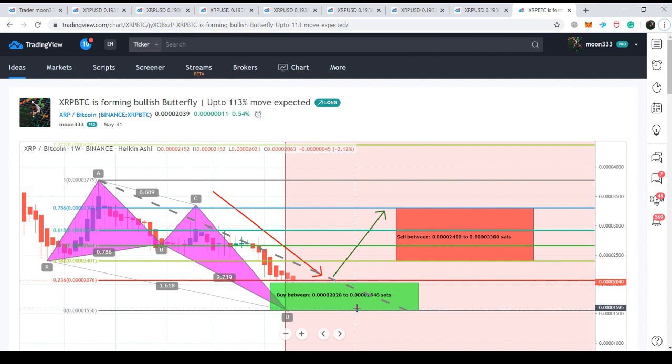So this was the update so far on the XRP price action. If I have more updates about the Ripple coin, I'll definitely share with you.